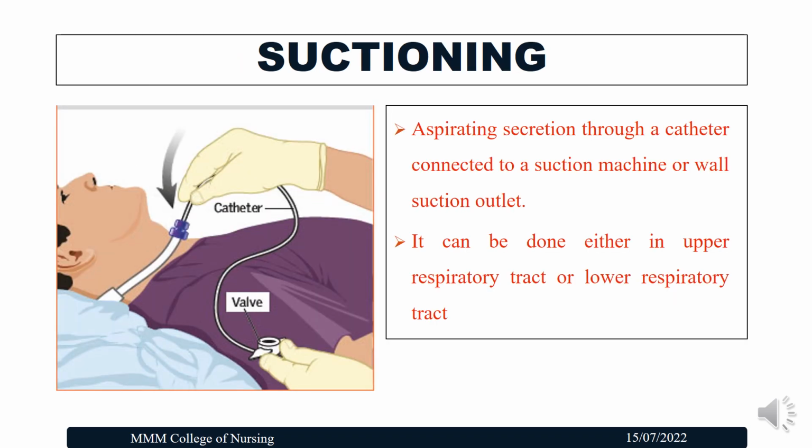Suctioning is a procedure of removing secretions from the respiratory tract. So, aspirating secretions through a catheter which is connected to the suction machine or a wall suction outlet. This suctioning can be done either in the upper respiratory tract or in the lower respiratory tract.